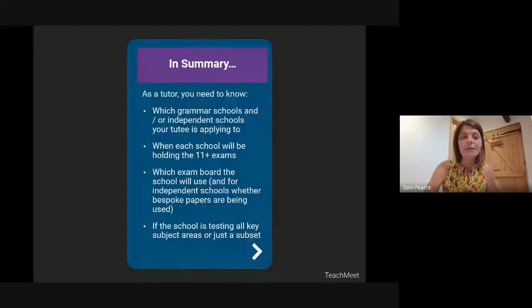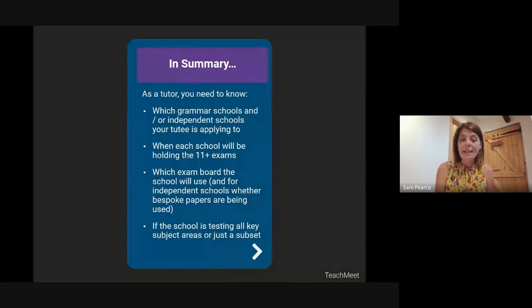So in summary, for this part of our session today, as a tutor, it's really important to know which grammar schools or independent schools your tutee is applying for. I think that point has been raised really there, that everything is so specific school to school. It's also obviously important to know when the school is going to be holding their exam. So what's the deadline that your students are working to, because that does change as well from school to school. Which exam board the school is going to be using for their papers, and if you're looking at an independent school, are they using their own papers? Are they using bespoke papers? You need to know that information before you start working with a tutee.